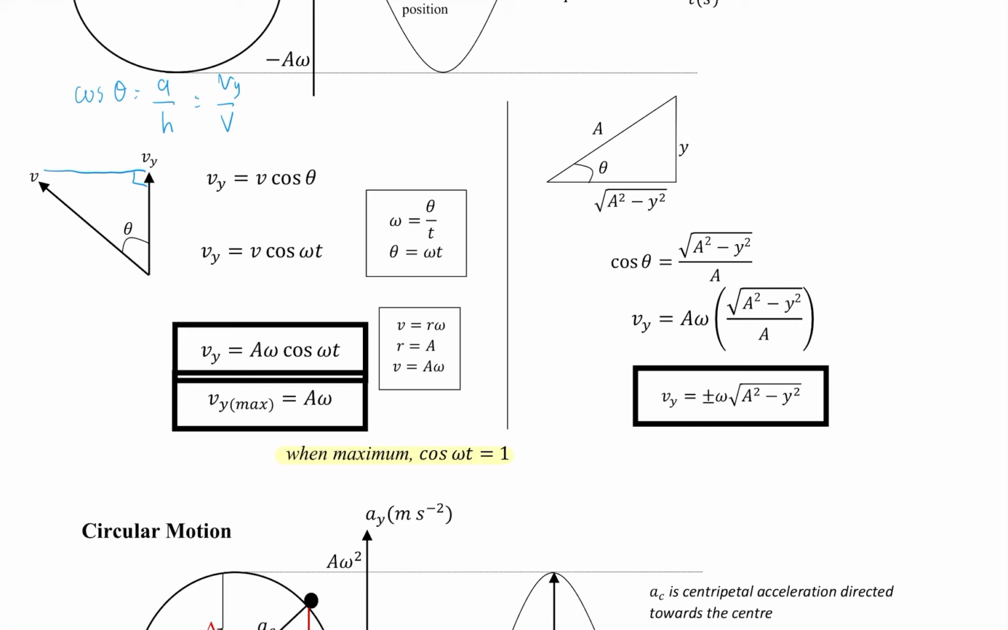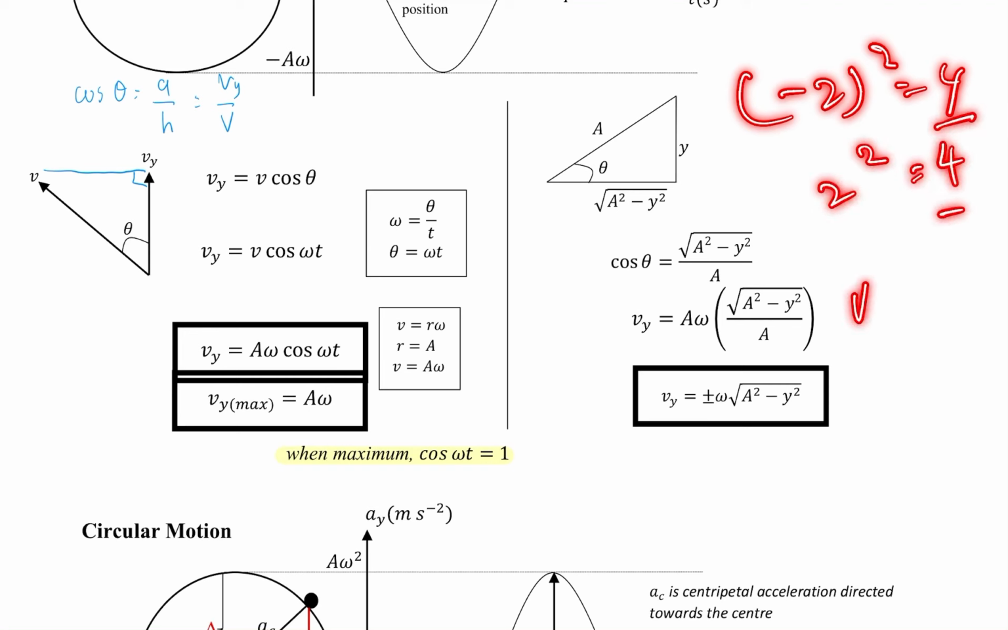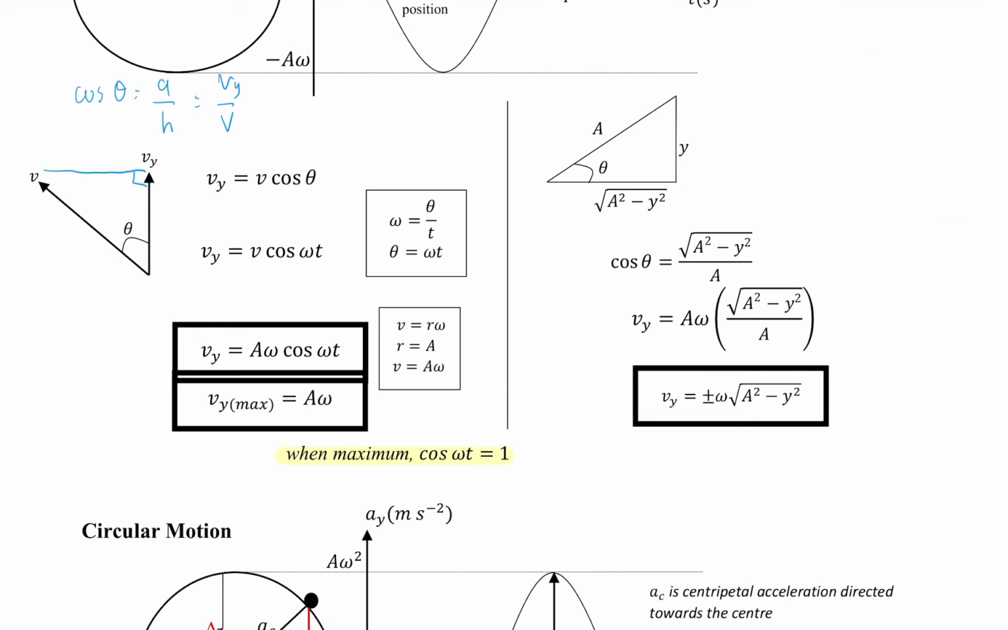Why is it plus minus? Because whenever we get a square root value, we can get positive or negative. Why? If negative 2 we square, we get 4. 2 we square also gets 4. It's the same thing. So whenever we square root 4, it can be plus minus 2. It can either be positive 2 or negative 2. So basically this equation means that for velocity you can use this one. If the question gives Y, or if the question gives time, you can use this one. Then we have Vmax, this one here.